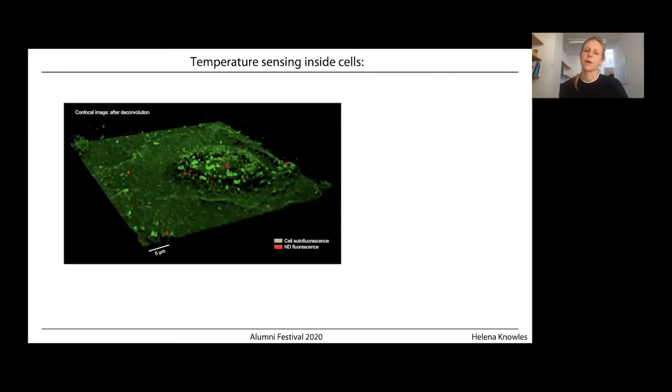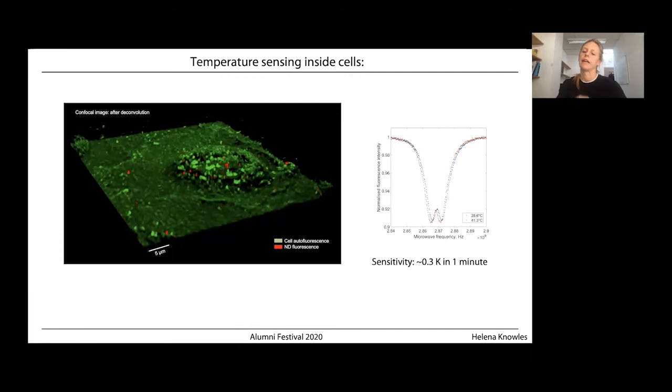And here is another example of some recent work, in collaboration with another group in physics: a confocal image of a bone cancer cell. And here again, you can see the nanodiamond fluorescence around the nucleus and the cell autofluorescence lighting up in green. And in this project, actually, we're interested in looking at the temperature.